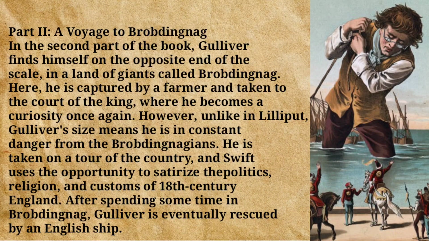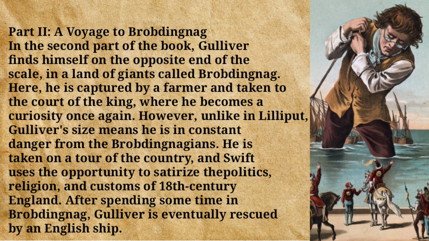Part 2, A Voyage to Brobdingnag. In the second part of the book, Gulliver finds himself on the opposite end of the scale, in a land of giants called Brobdingnag. Here, he is captured by a farmer and taken to the court of the king, where he becomes a curiosity once again.